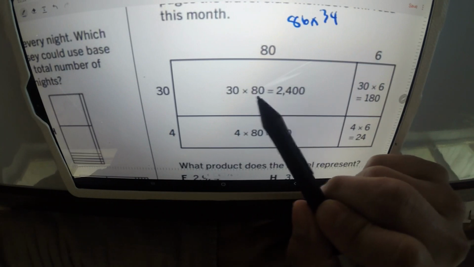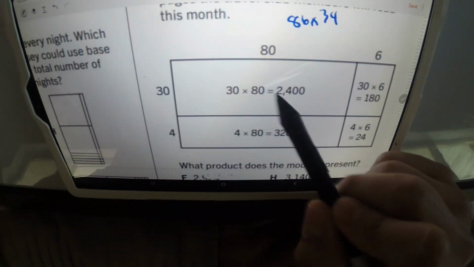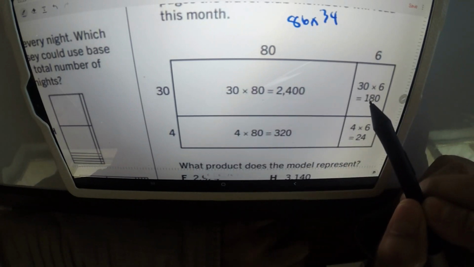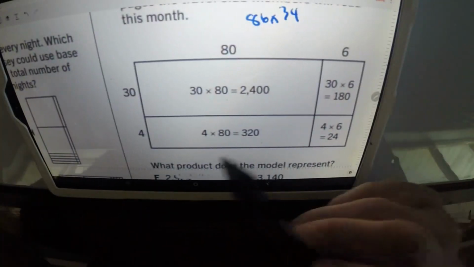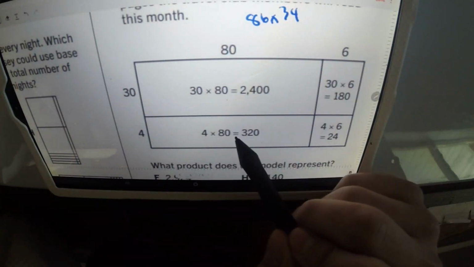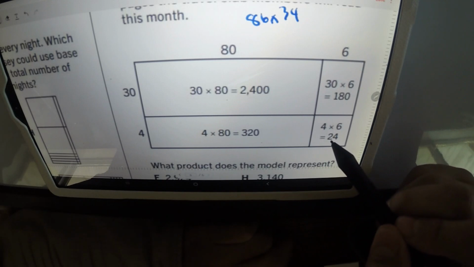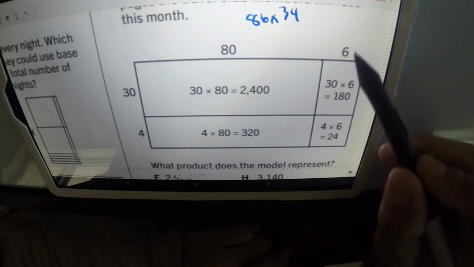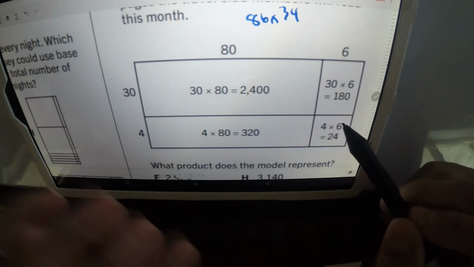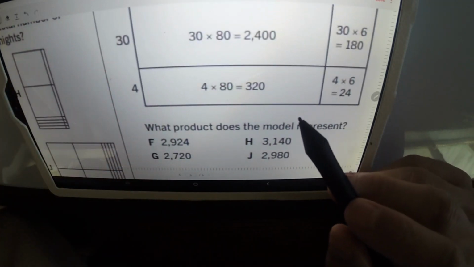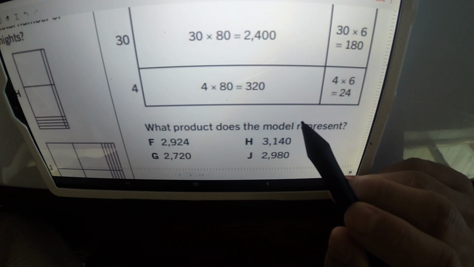Okay, so 30 times 80. 30 times 80 is 2400 in this box. 30 times 6 equals 180 in this box. Then 4 times 80 equals 320 represented in this box. And then 4 times 6 represented in this box equals 24. So they want to know what product the model represents.